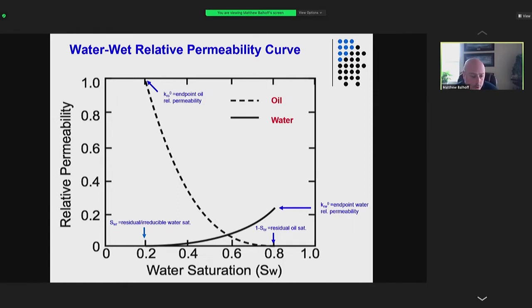This is what a typical water wet relative permeability curve would look like. If it was oil wet, then maybe it'd be flipped. If it was intermediate wet, then maybe the endpoint relative permeabilities would be somewhere in between, like 0.4, 0.5, 0.6.